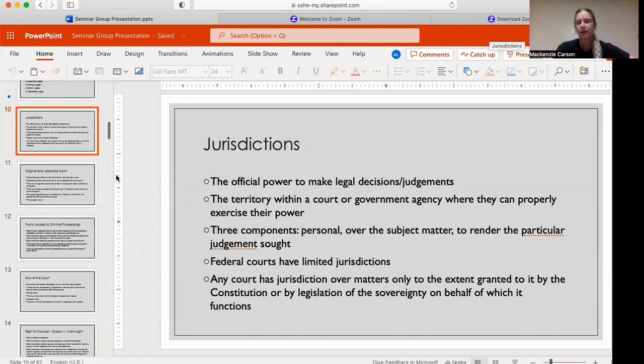Okay, so for my first one, I talked about jurisdictions. They're the official power to make legal decisions and judgments, the territory within a court or government agency where they can properly exercise their power. They have three components: personal jurisdiction, subject matter jurisdiction, and jurisdiction to render the particular judgment sought. Federal courts have limited jurisdiction, and any court has jurisdiction over matters only to the extent granted to it by the Constitution or by legislation of the sovereignty on behalf of which it functions.